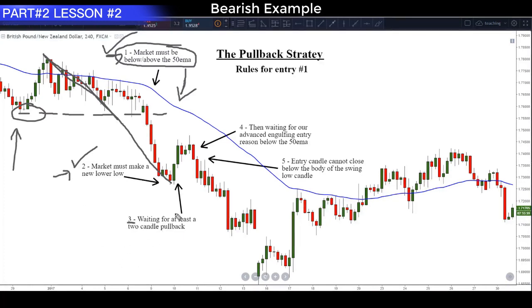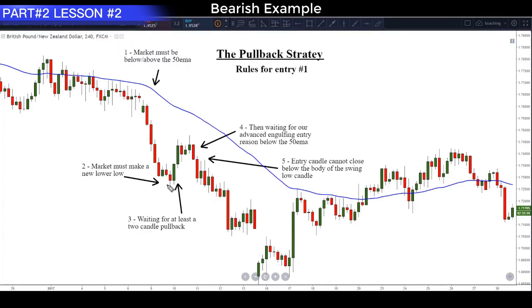Rule number three is we have to wait for at least a 2-candle opposite color pullback from the swing low. So as we push down, we created this swing low before we got a pullback. As soon as the swing low is created, we're waiting for 2 opposite color candles. This is a bearish version of this trade. We're looking at short entries because we're below the 50 EMA. That makes this a bearish trade. So we would need 2 opposite color pullback candles. These 2 candles need to be green. So as soon as we get those 2 green candles, then we have rule number 3 met. As soon as we get these 2 color changing pullback candles after the creation of our swing low, then we have rule number 3 met.